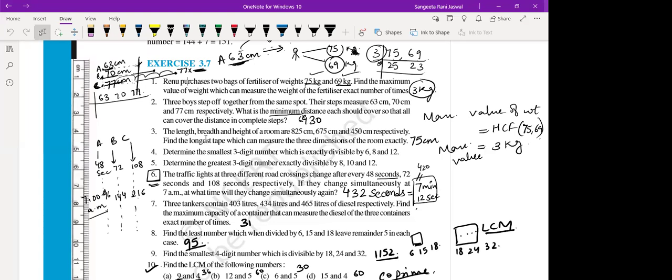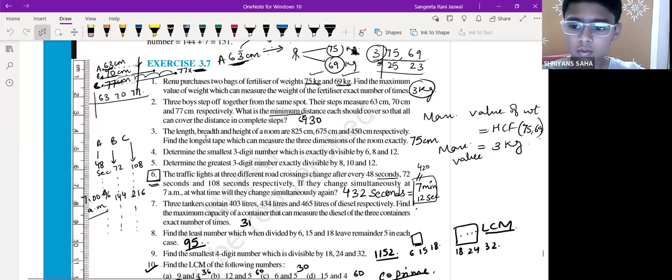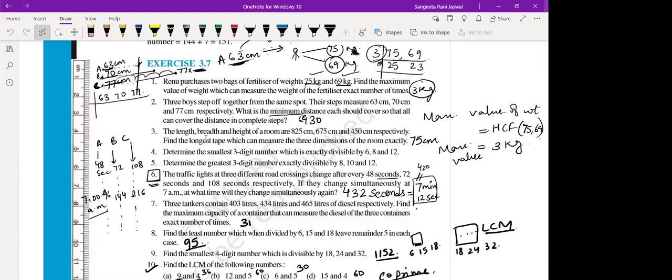Yes, so you have to find the longest tape which can measure the dimensions exactly. Okay, so the length is given, breadth is given, height of the room is given. So how will you find the longest tape? What do you think? Just think of yourself, you are sitting in a room, you have the length, breadth, height of the room. So how will you measure it with the longest tape? What kind of longest tape should you carry?